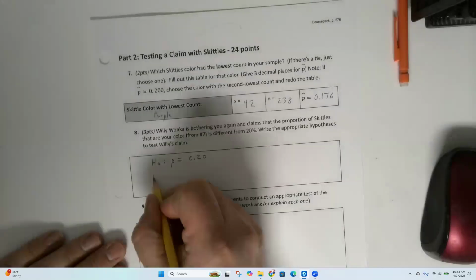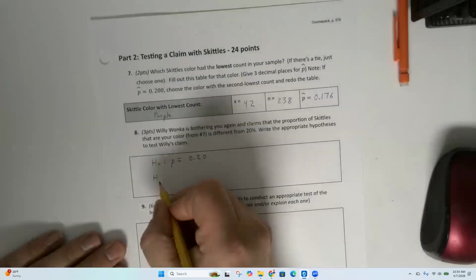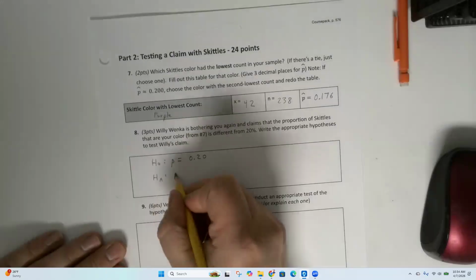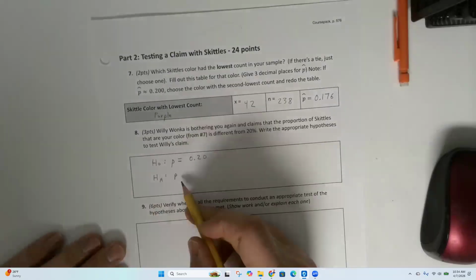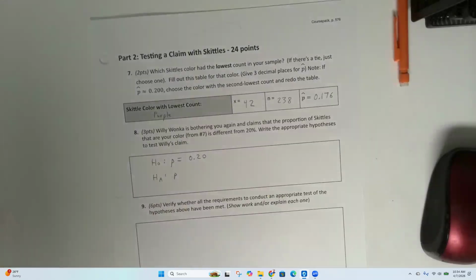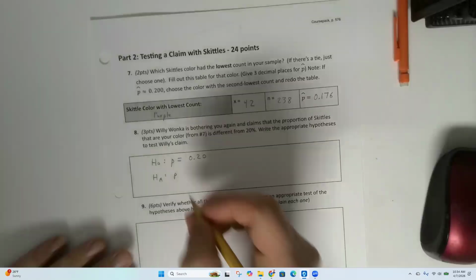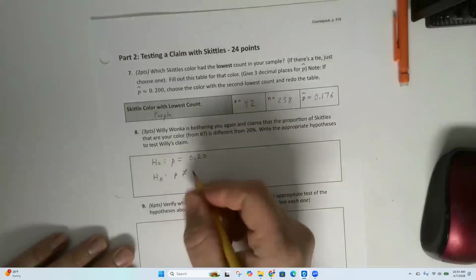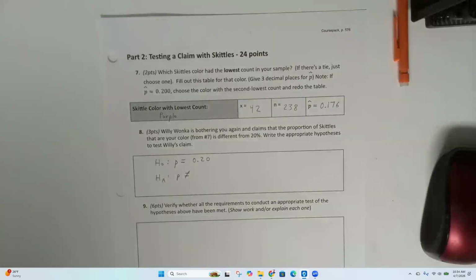For the alternative hypothesis, it's P, and then should we be using less than, greater than, or not equal? Well, that depends on whether he is saying more than, less than, or just different, okay? So yeah, you guys got it, not equal here. So he doesn't know whether it's greater or less. He's just saying they're not the same. So he's saying that they might be making more purple, less purple, but the key is they're not doing them in equal proportions. Okay.